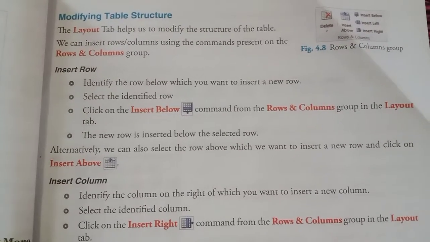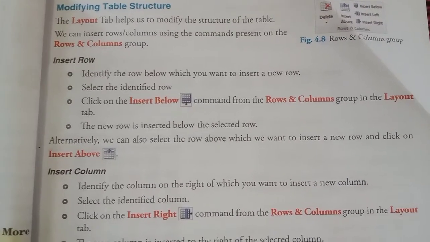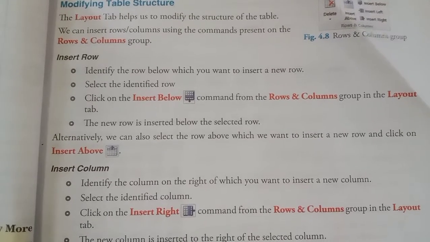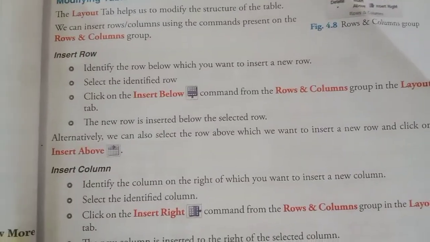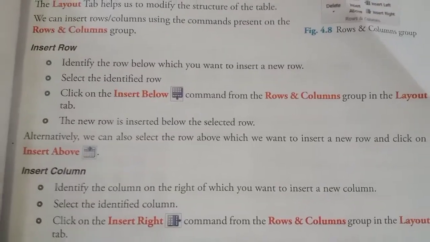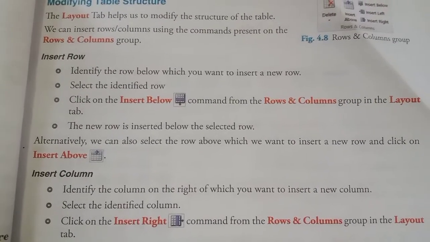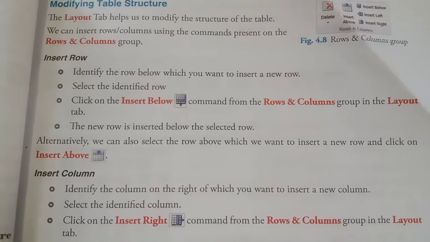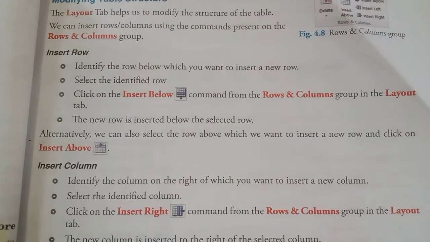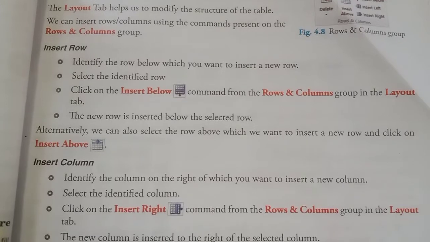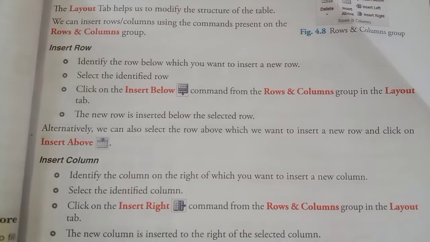So this is your second method, insert a row. Identify the row below which you want to insert a new row. This is the lengthy method, students, so you need to follow. I believe Control and plus sign is the simplest and easiest way of inserting a row. So select the identified row where you want to insert a row. Click Insert Below, a command in the Rows and Columns group in the Layout tab. The new row is inserted below the selected row. Automatically one row gets inserted.